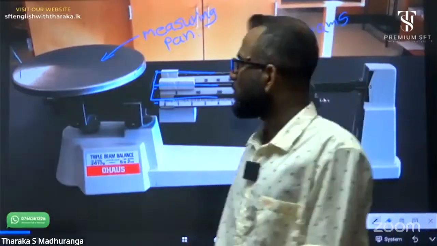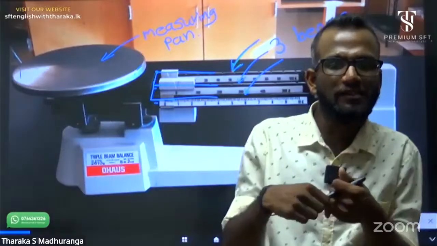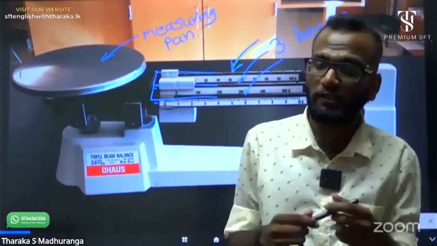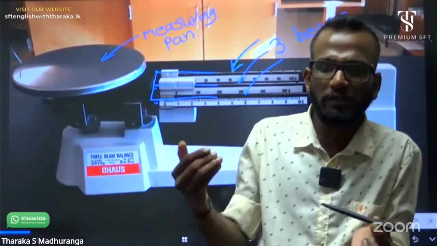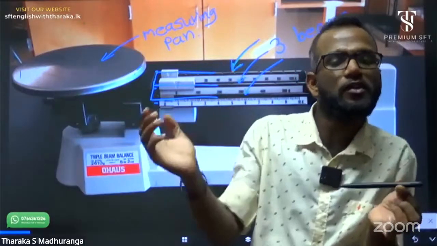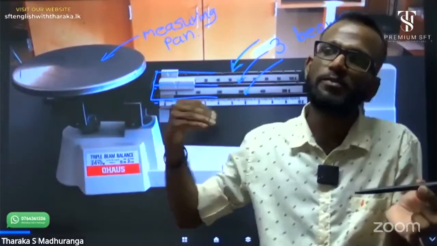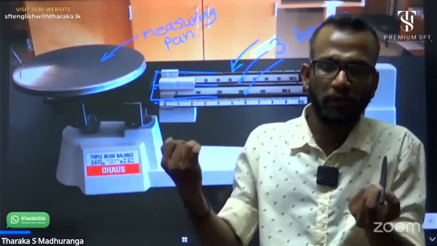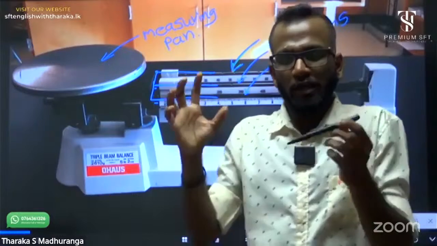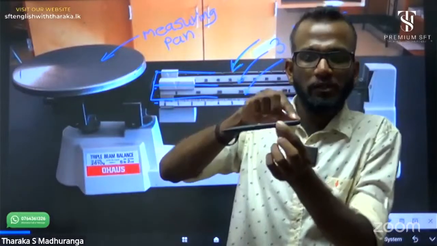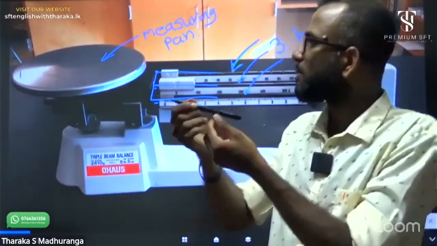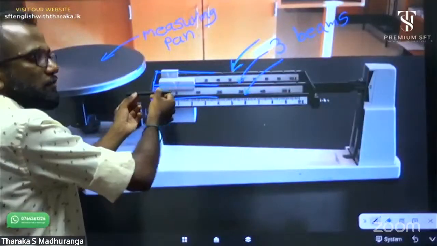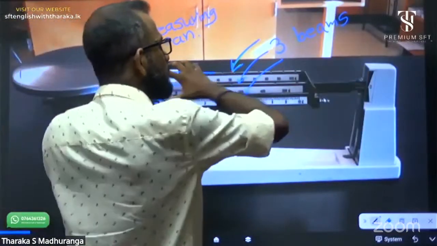Now, this triple beam balance works according to the lever principle. What is the meaning of the lever principle, or as we call it, the moment of force principle, which we discussed in the force lesson? Still you don't know moments of forces, but you already know the lever principle. Lever principle means, think of this as just a single lever. This entire part is a single lever.